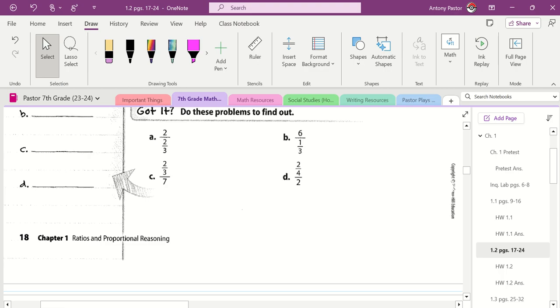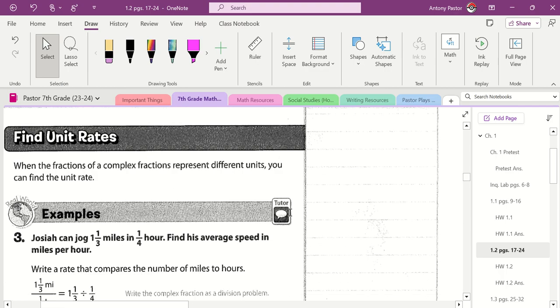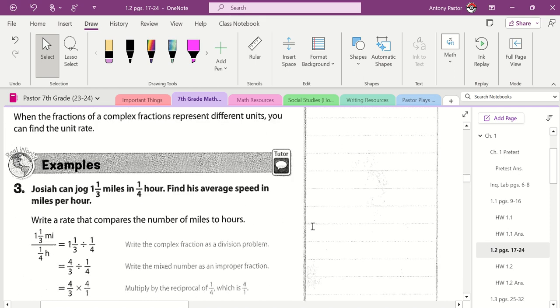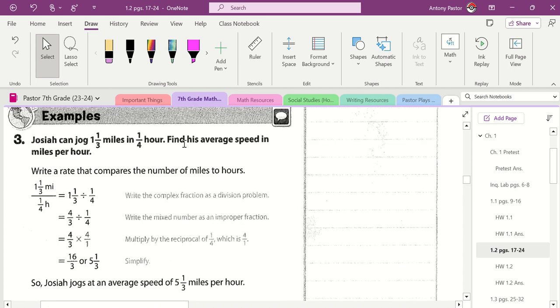All right, looking on in the lesson now, we are going to find unit rates. When the fractions of a complex fraction represent different units, you can find the unit rate. Josiah can jog 1 1/3 miles in 1/4 of an hour. Find his average speed in miles per hour.